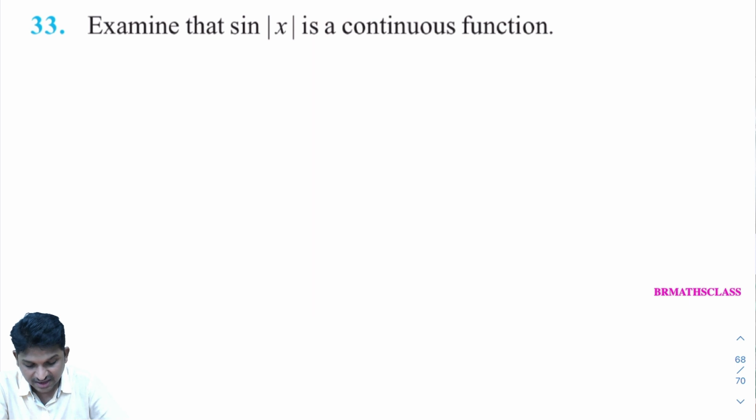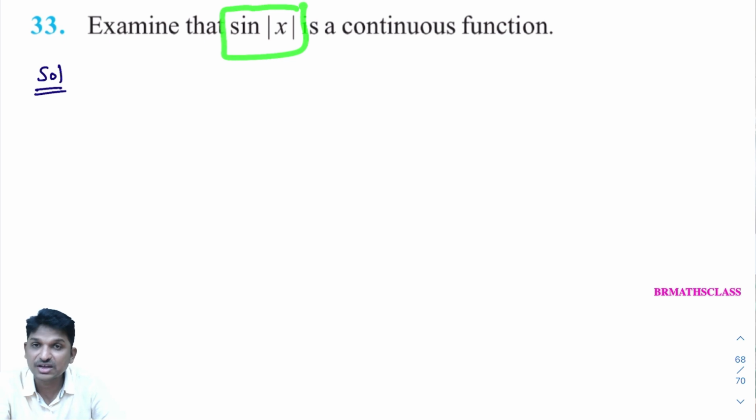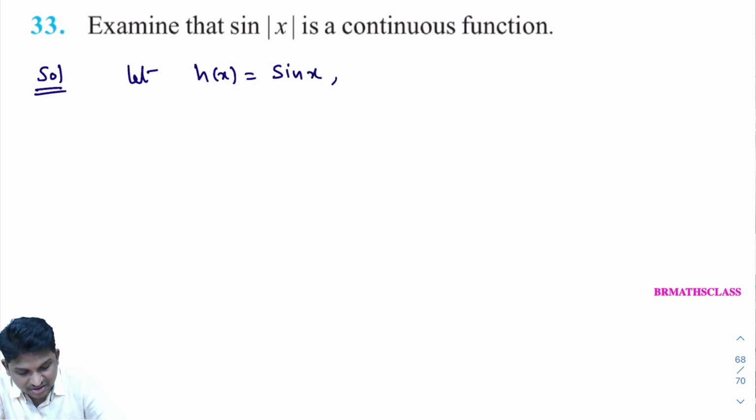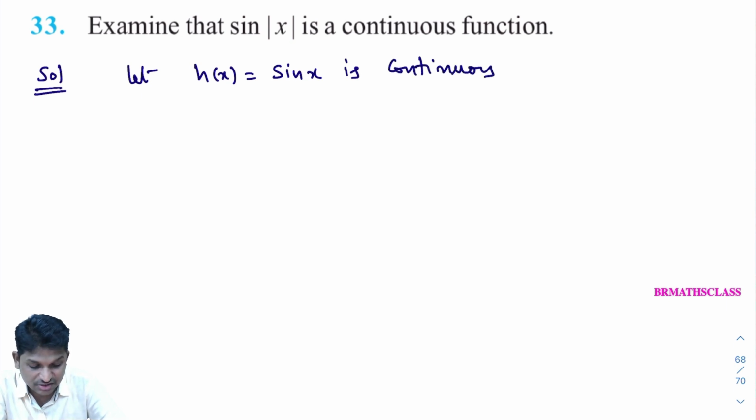You observe this one. Examine whether sine of mod x is a continuous function. In sine of mod x, two things are there. One is a trigonometric function, another one is the modulus function. So I'll start. Let h of x equal sine x. It's your choice. You can take h of x as mod x also. What do you know about sine x? Sine x is a trigonometric function. All trigonometric functions are continuous functions. Sine x is continuous.